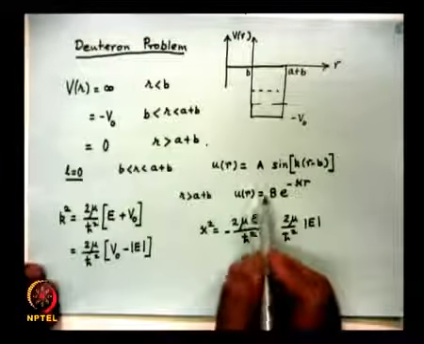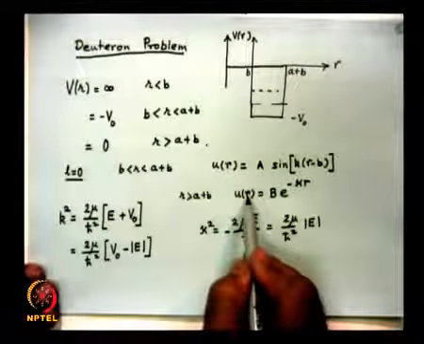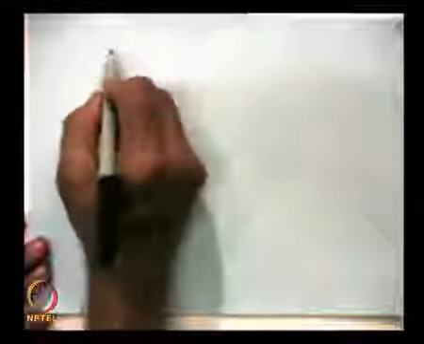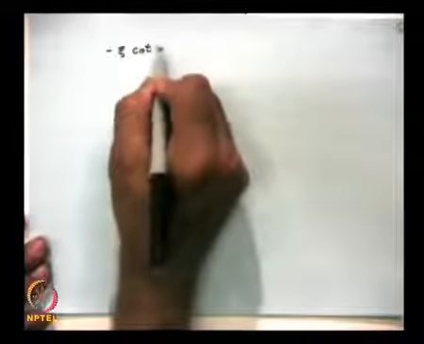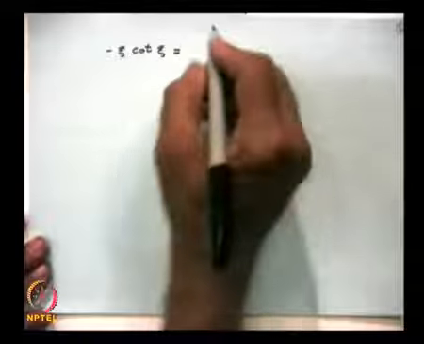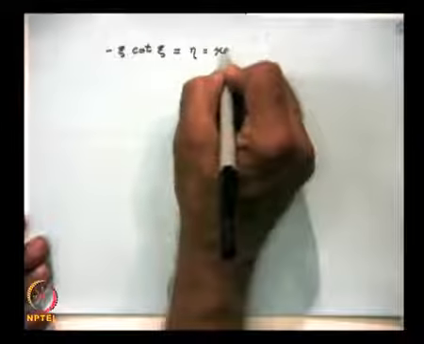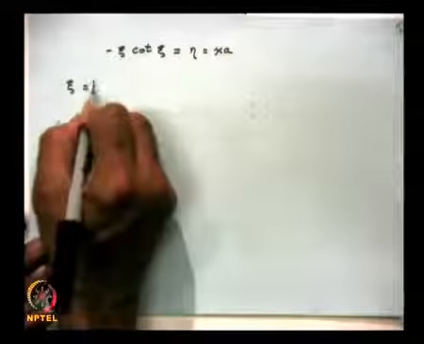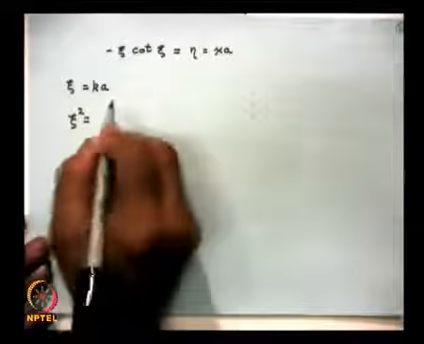Okay. Then we made u of r and its derivative continuous at r is equal to A plus B, and similar to the one dimensional equation, we arrived at the following transcendental equation: xi cot xi is equal to eta, which was equal to kappa A, where xi was equal to K A, and so therefore, xi square will be equal to K square A square.